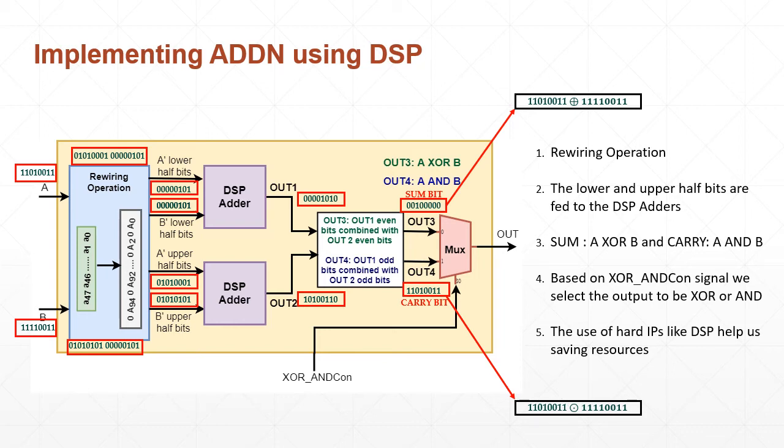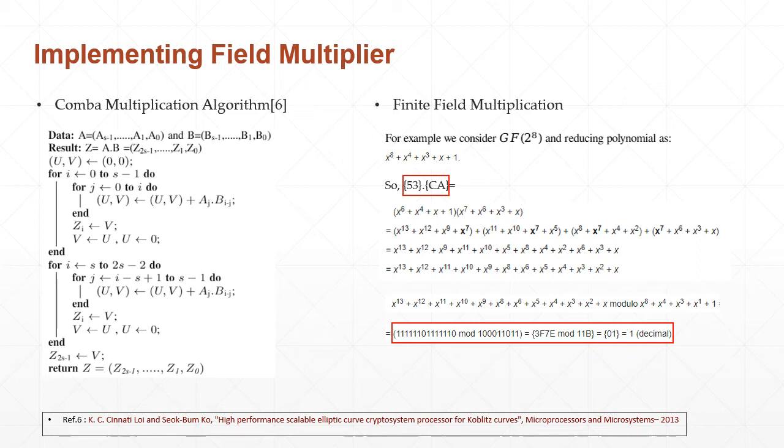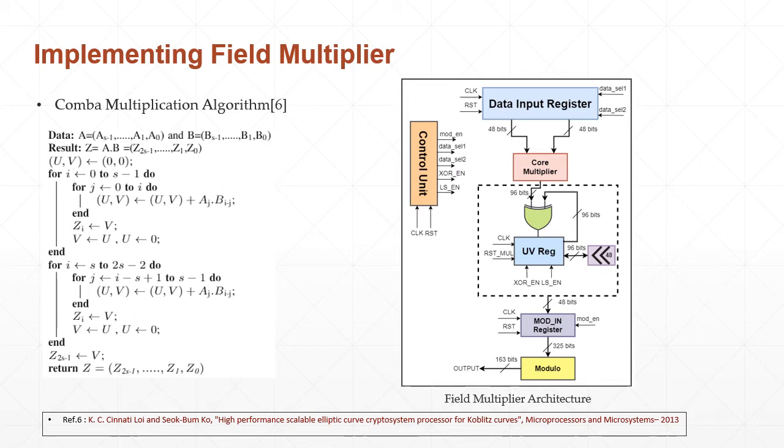Now we will take a look into the most important component of a scalar multiplier, that is a field multiplier. For our implementation, we have used the comba multiplication algorithm for implementing field multiplication. This slide depicts the basic architecture of the field multiplier. From the comba multiplication algorithm, we can see that we require a basic field multiplier. For our convenience, we chose the word size for the comba multiplication algorithm to be 48 bits.